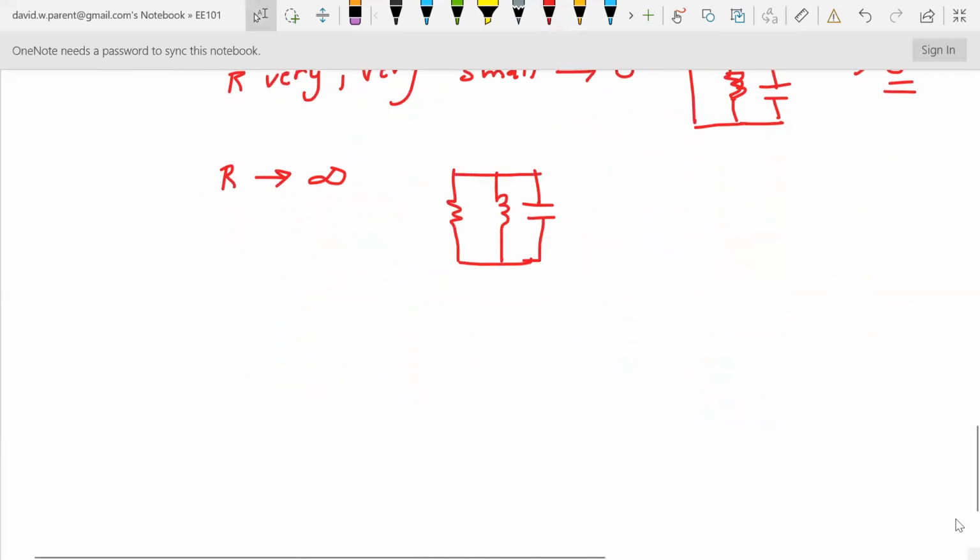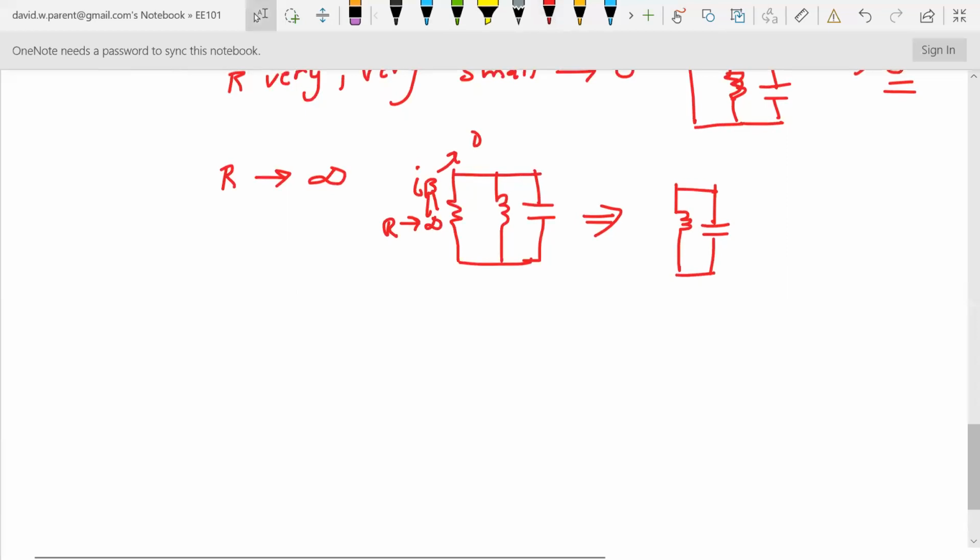All right. So R goes to infinity, IR goes to 0. As this gets bigger and bigger, as no current goes through there, it just disappears. And you get this. All right.